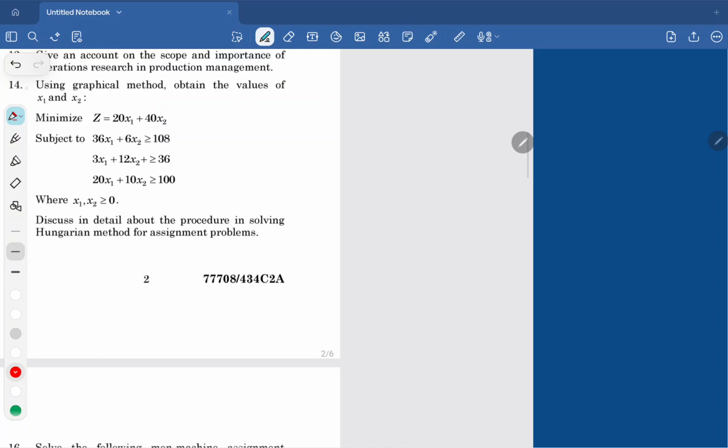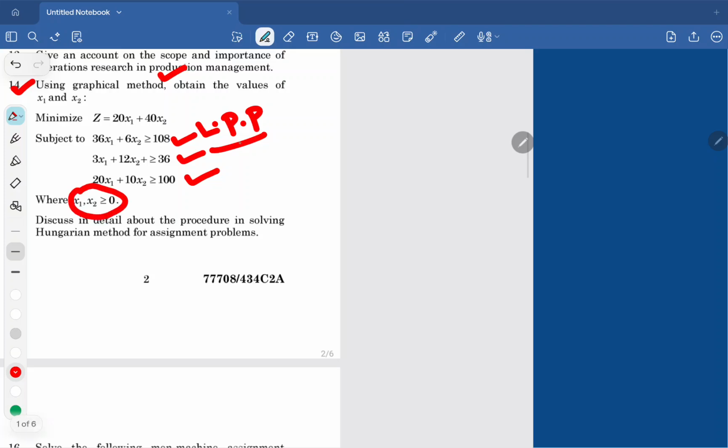The problem is 14 to 1. We have to find the solution for this LPP, linear programming problem, by using the graphical method. The problem is given as: minimize z equal to 20x1 plus 40x2, subject to 3 constraints. First constraint: 36x1 plus 6x2 greater than or equal to 108; 3x1 plus 2x2 greater than or equal to 36; 20x1 plus 10x2 greater than or equal to 100, where x1, x2 greater than or equal to 0.